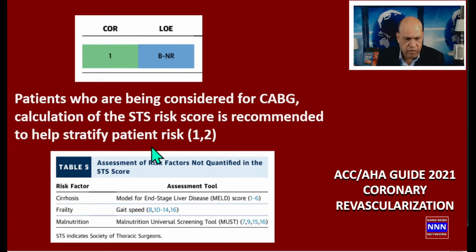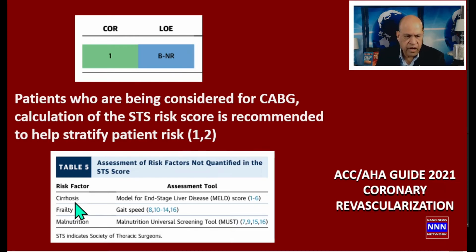And we also need to take into account certain things that are not covered in the STS risk score. If you don't know how to get to the STS risk assessment, just type bypass surgery STS risk score assessment in Google, and that will take you to the Society of Thoracic Surgeons website, where you can plug in all the numbers from your patient, and it will tell you what the risk is. Is it 2%, is it 5%, or is it 8% risk of this person going for any procedure or surgery?